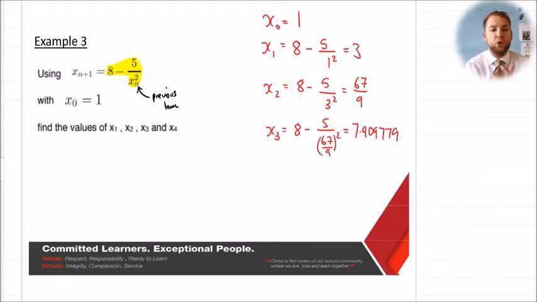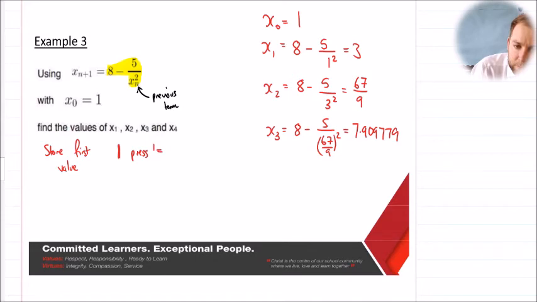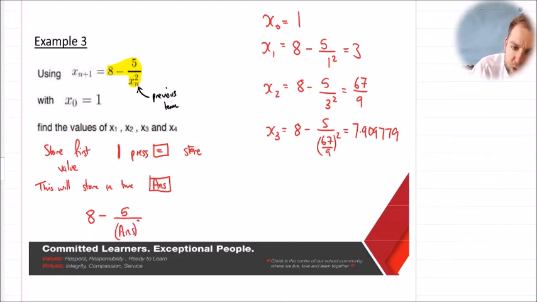But you need to be able to do two things. So if we wanted to do this just on our calculator, first we need to be able to store our first value. So if I want to store the first value, you type the first value and then press equals. And this will store your first value, and it will store it in the answer button. Now you'll see what I mean in a second. So if I type in my formula, which is going to be into my calculator, 8 minus 5 over my previous value, which is the answer, because I've stored it in there, all squared, I'll show you what I mean.